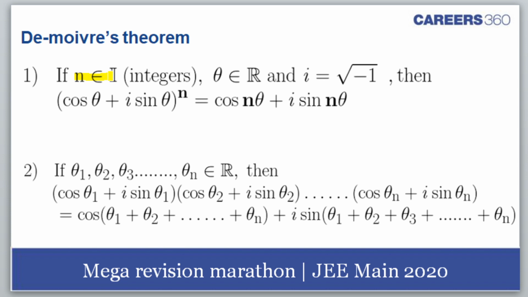If n belongs to integers, hello, please listen. Yes, theta belongs to real number, iota is this obviously, then cos theta plus iota sin theta raised to power n is cos n theta plus iota sin n theta. Okay, yes students, you understood? So if you have understood this, then you answer me one question.